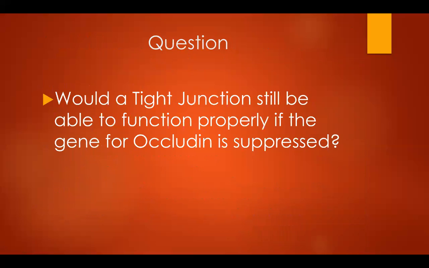My question for y'all is, would a tight junction still be able to function properly if the gene for occludin is suppressed? Get back to me on that, and I appreciate y'all watching my presentation. Thank you.